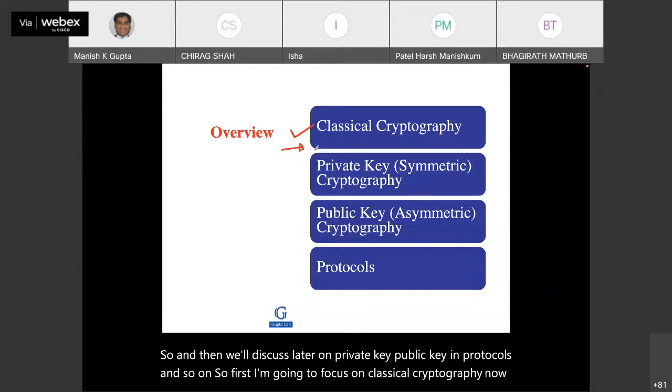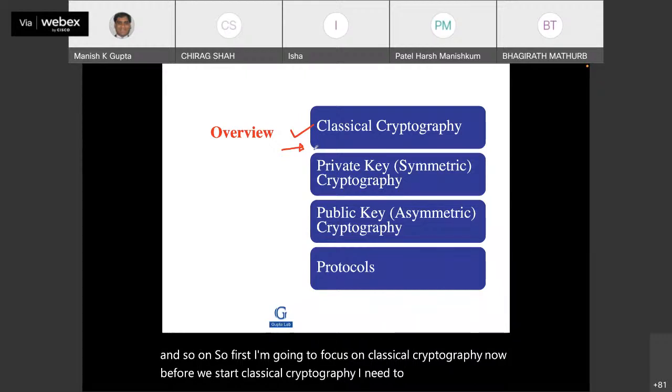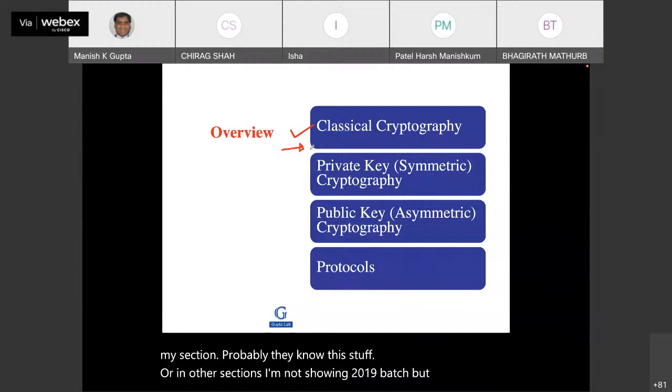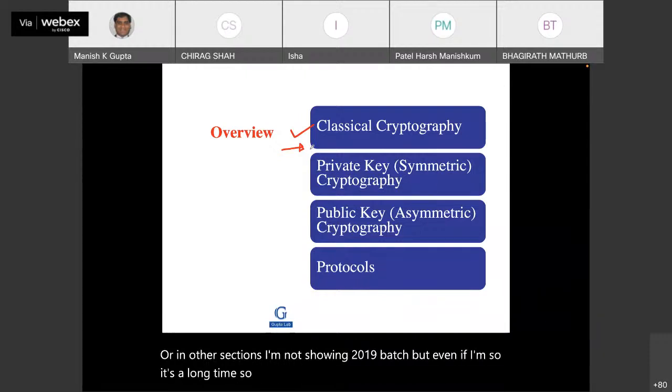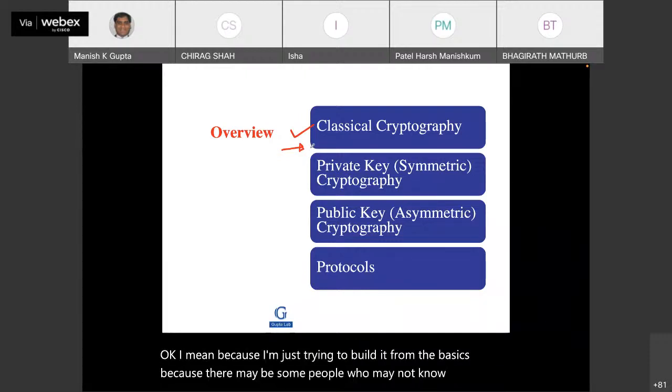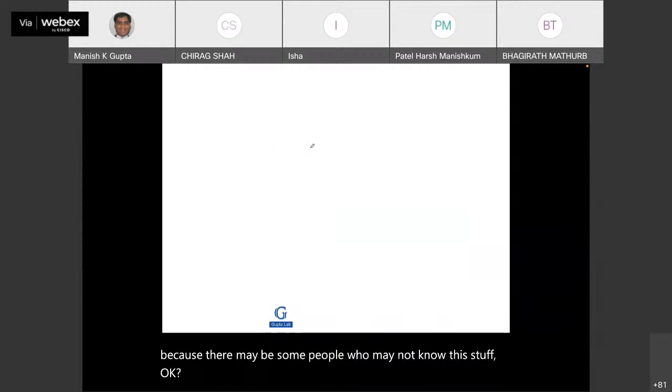Now before we start classical cryptography, I need to do a little bit of mathematical background. People who have done a course in my section probably know this stuff, or in other sections, I'm not sure, in the 2019 batch. But it's a long time, so maybe I'll just recap a few things, so that we have the basic background. If you feel that you know this stuff, that's okay. I'm just trying to build it from the basics, because there may be some people who may not know this stuff.